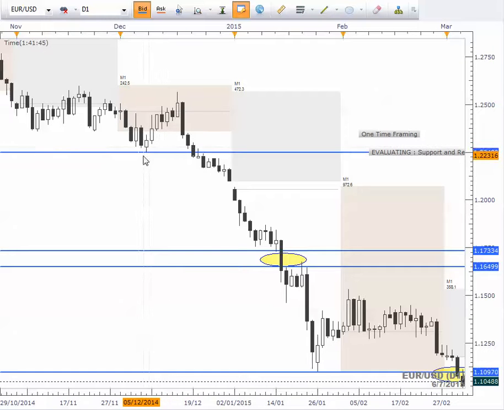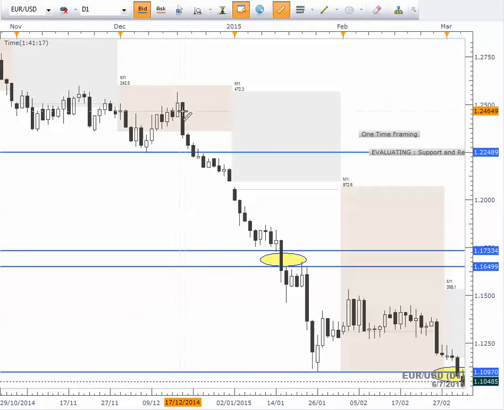And that it all started here. When I see price coming back into it, I said, well, we one time framed up almost 300 pips. But that took 6 or 7 days of trading. Whereas we one time framed back down, and that took 3 or 4 days, depending on how you count it.